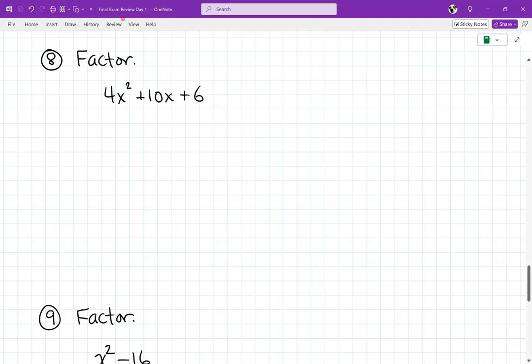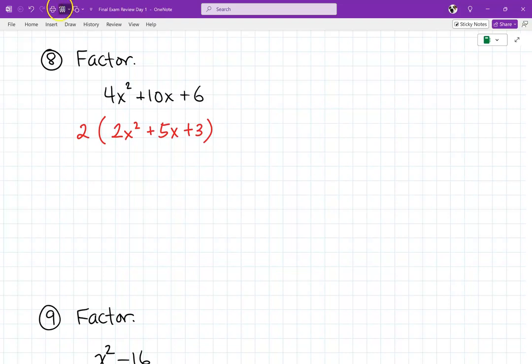Notice there's a lot of factoring in this one. Okay, so factor 4x squared plus 10x plus 6. Now, this is a trinomial. Okay, before I get into it, though, I do notice 4, 10, and 6. They have something in common, right? They have a 2 in common. So it's going to be to my benefit to notice that they have a common factor. I'm going to take it out. So this is what it's going to look like at this point.